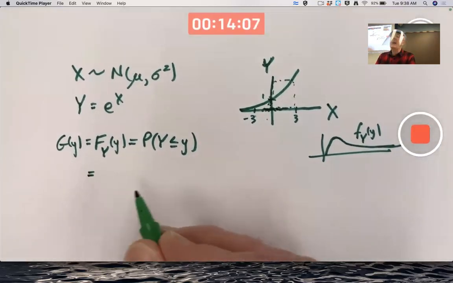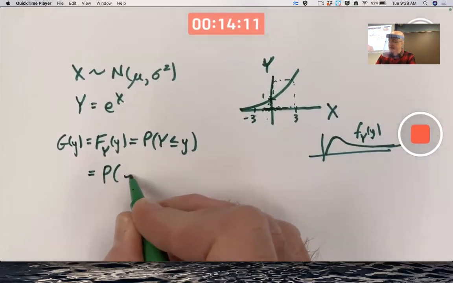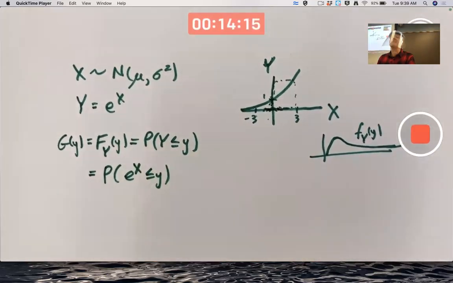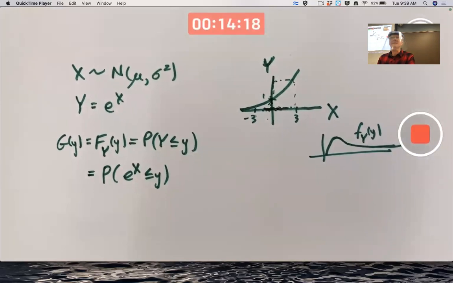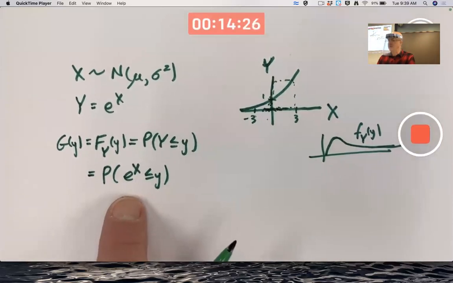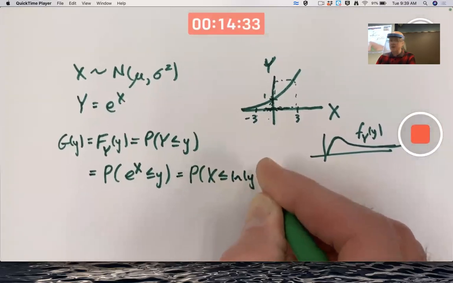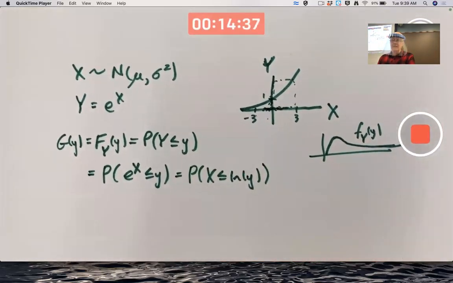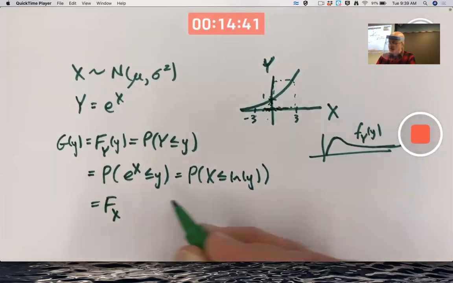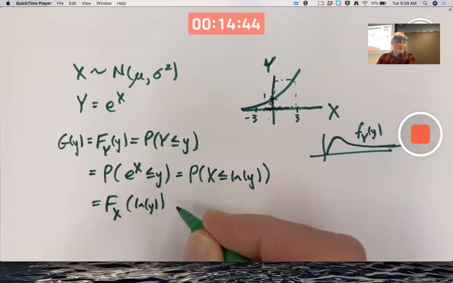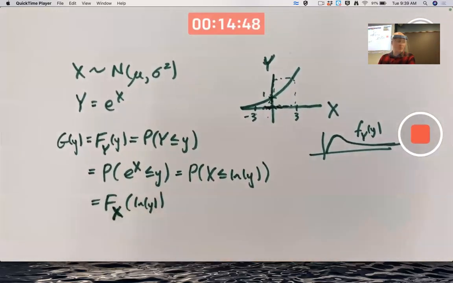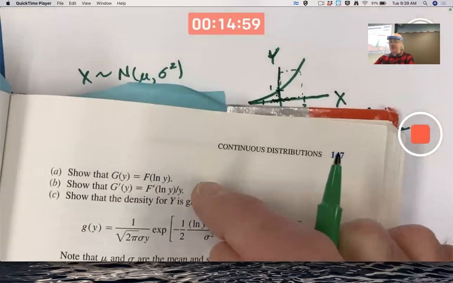What do you do? Well, you try to relate this to x. Replace y with e to the x. You're trying to relate it to the CDF of x. I better try to isolate x on the one side of the inequality. Take the log inside the inequality. And the inequality does stay the same direction when you do so, because the logarithm is an increasing function. That is the CDF of x evaluated at the natural log of y, which our book doesn't bother with the subscript there in this problem. They just call it capital F. And that does part A. Show g of y equals F of ln of y.